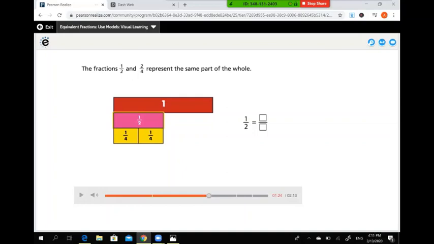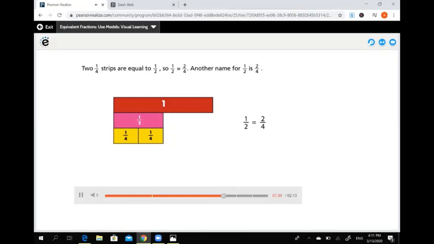As we see the half using the fraction strips, look at the half from here to here, which is 1/2, and 1/4 from here to here. But we should have two 1/4 equivalent to 1/2. Equivalent means equal. So 1/2 equals 2/4. Two 1/4 strips are equal to 1/2. Another name for 1/2 is 2/4.